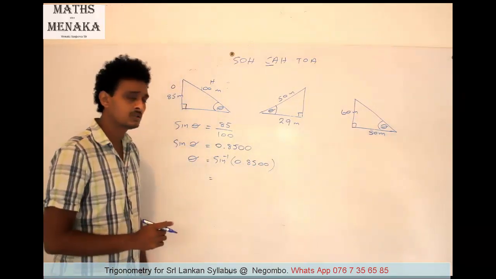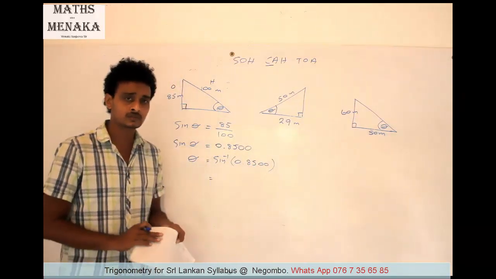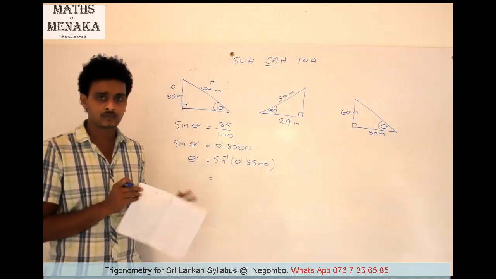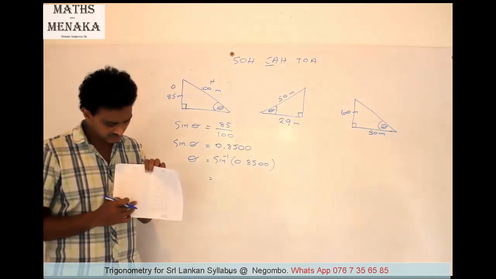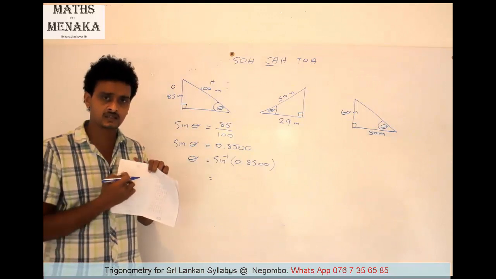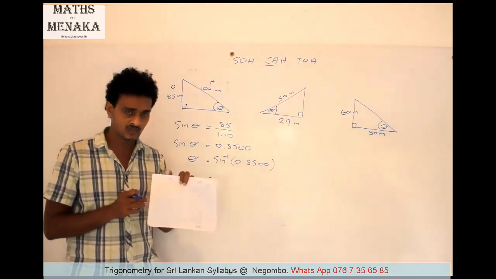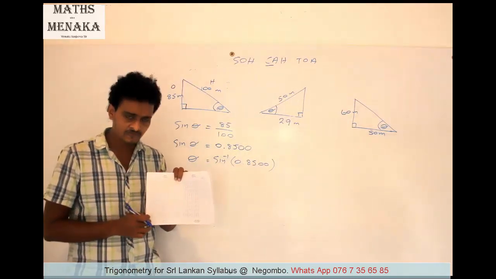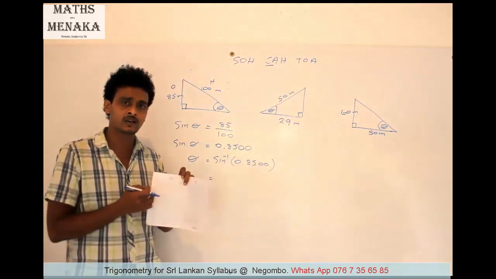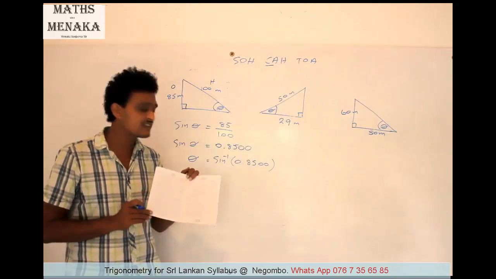Now you have to go to the sine table. Inverse, you have to get the value from the middle and get the angle. Now go to 8500. Okay. Remember, for sine you look at the left hand side column and the upper part. Okay, 8500.